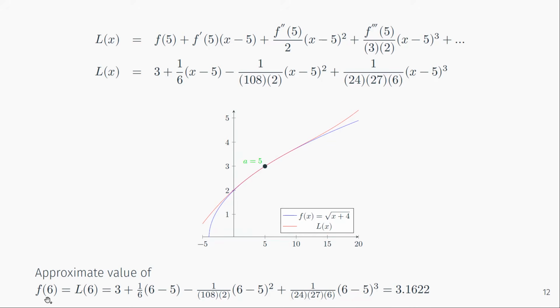So when we compute the value of f of 6 by using this equation, we get a value 3.1622, and this was the exact value of the function up to 4 decimal places as well. So we are able to match this value with the exact value by using a higher order approximation.